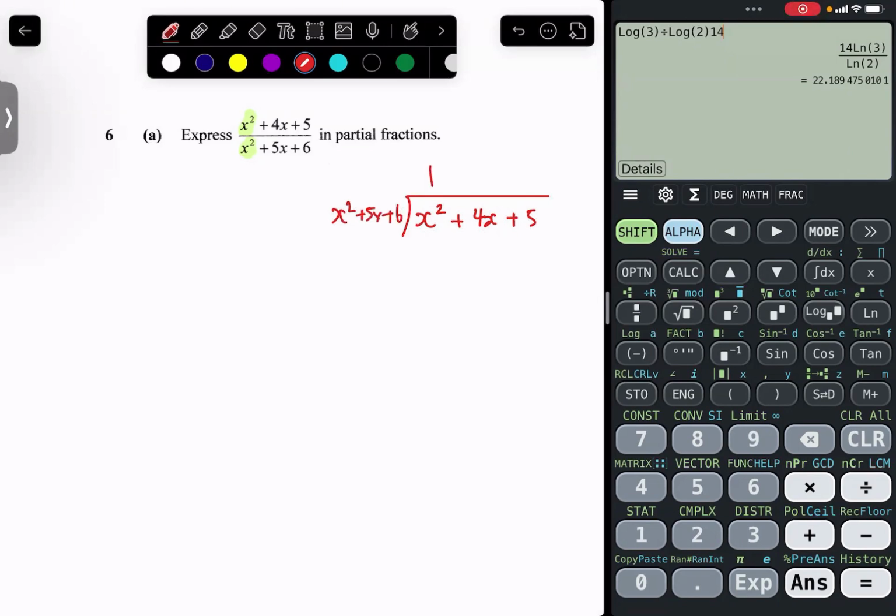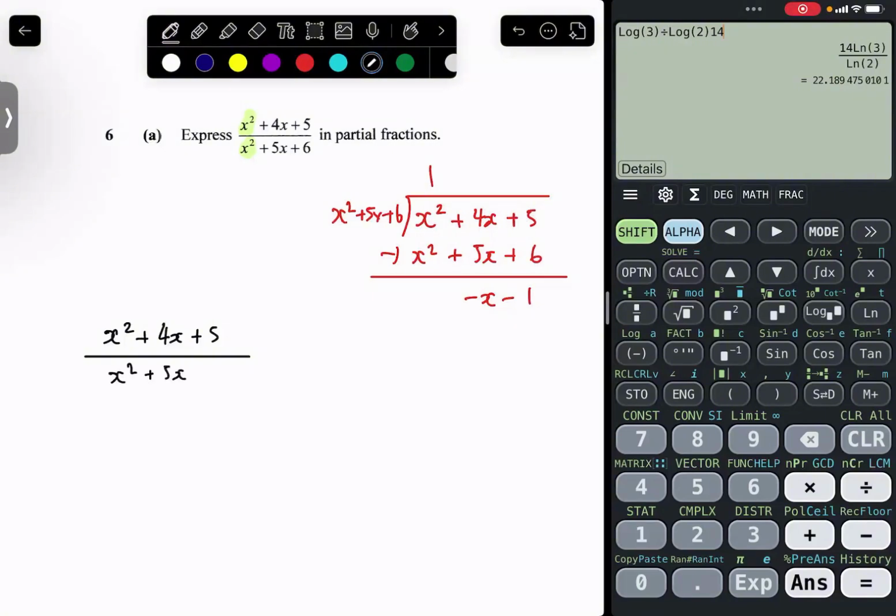There's only 1, right? So x squared plus 5x plus 6. If I take the subtraction down here, I will get negative x minus 1. So that means x squared plus 4x plus 5 over x squared plus 5x plus 6 equals 1 plus the fraction negative x minus 1 over x squared plus 5x plus 6.